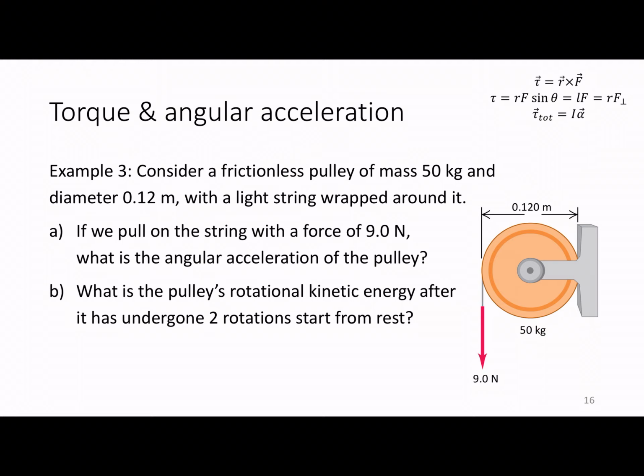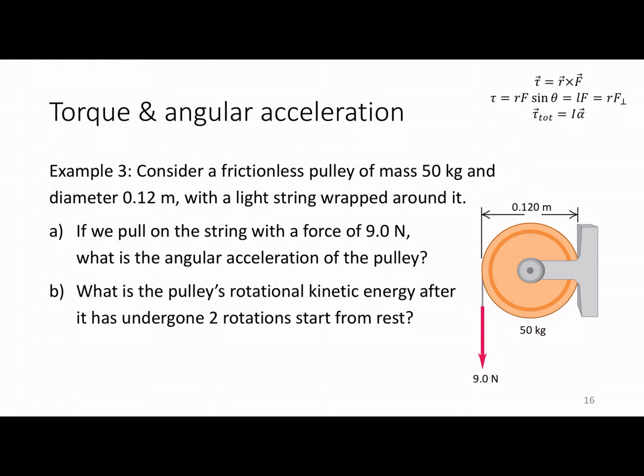So here we go. Here's our first good example of this. We're going to consider a frictionless pulley, but now we're not going to consider an ideal massless pulley. We're going to consider a pulley with a finite mass. So let's say it's a perfect cylinder, mass 50 kilograms, diameter 0.12 meters, and I'm going to pull on a string that comes off it with 9 newtons of force. So I want you guys to take a couple minutes, figure out what is the angular acceleration of the pulley. I want to know both magnitude and direction. And what's the rotational kinetic energy after it's undergone 2 rotations starting from rest?